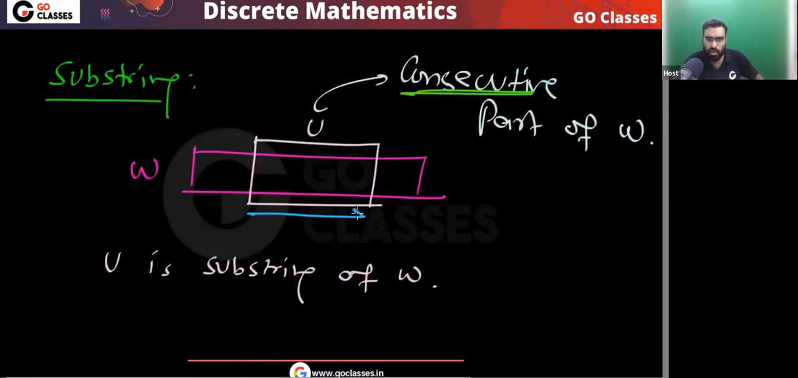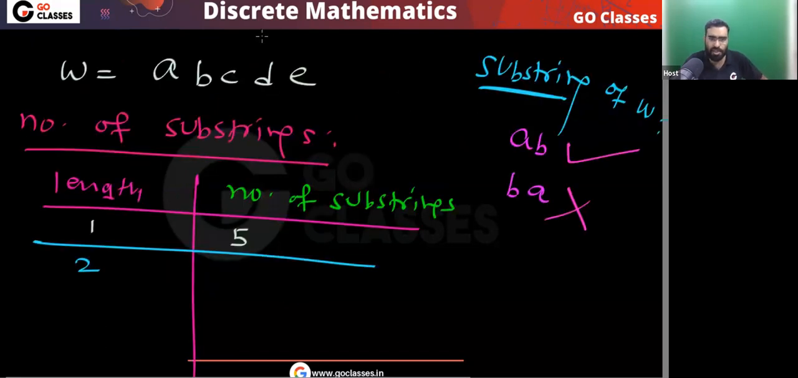Remember, this order you should not change. Consecutive, and the order you should not change. So how many 2 length substrings do we have? You can create this one, or this one, or this one, or this one. So total 4. What are these 4? You can create AB, BC, CD, and DE.